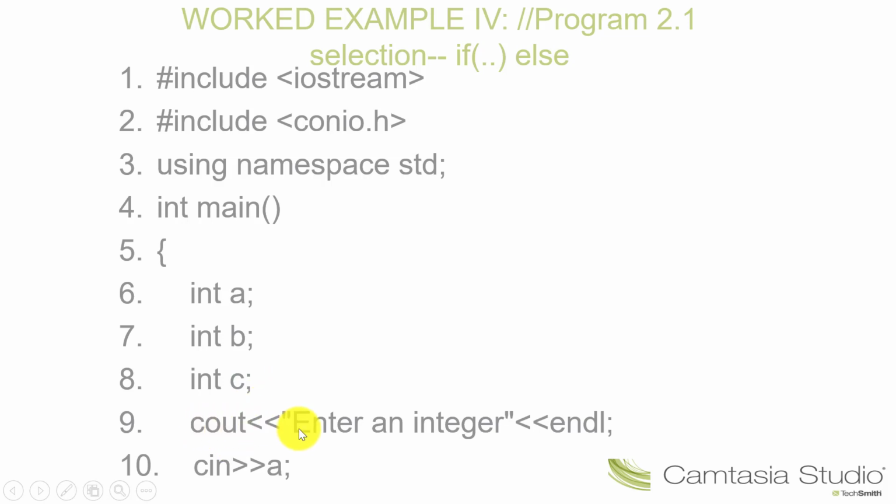Now what follows is cout, enter an integer. There is no variable here. This is an output, and the output is the string that is enclosed in these inverted commas. The words enter an integer will appear on the screen. And with this particular function endl, the end of line will be implemented. Now at line number 10, the input stream of C++ is used to enter data into variable A, which was declared here.